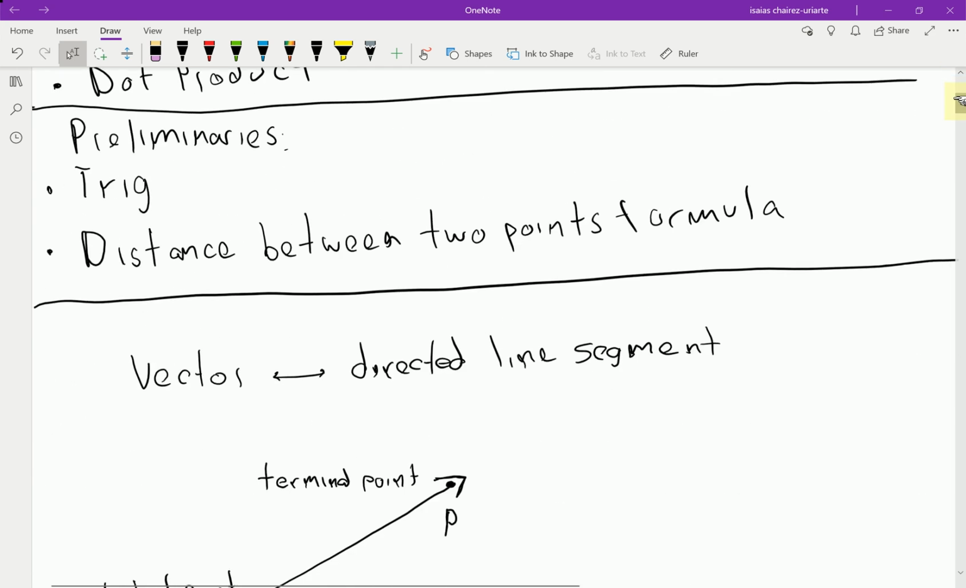Some preliminaries, well, pretty much any trigonometry that we've done so far is fair game. Distance formula, Pythagorean theorem.